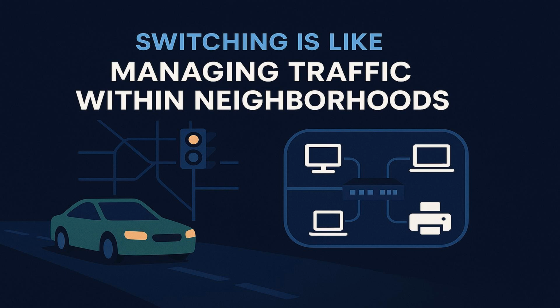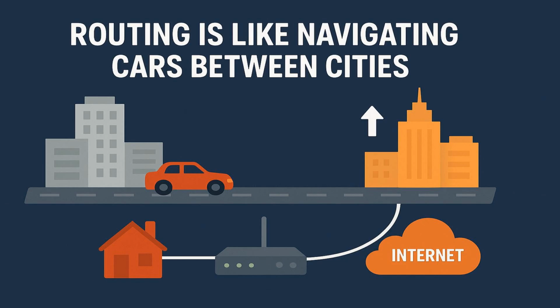and efficiently. Routing, on the other hand, is like navigating cars between cities. It works at layer 3, the network layer, and uses IP addresses. Routers connect different networks together, like your home network to the internet. When data needs to go outside the LAN, a router steps in to find the best path and forward the packet to the next hop based on routing tables.